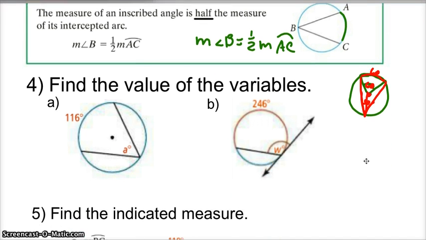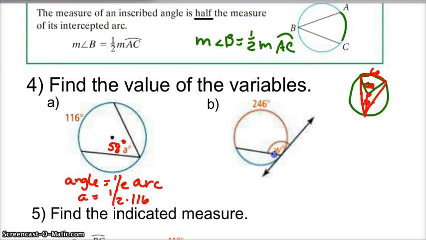So it says find the value of the variables. This is the inscribed angle, and this is the intercepted arc. So the angle is equal to half of its arc. We don't know the angle, but we know that half of its arc, half of 116, ends up being 58 degrees.